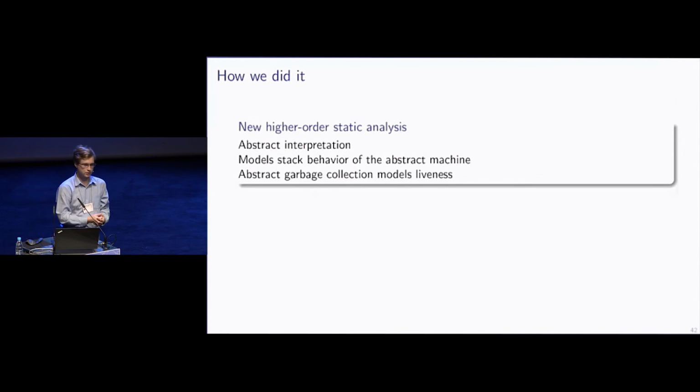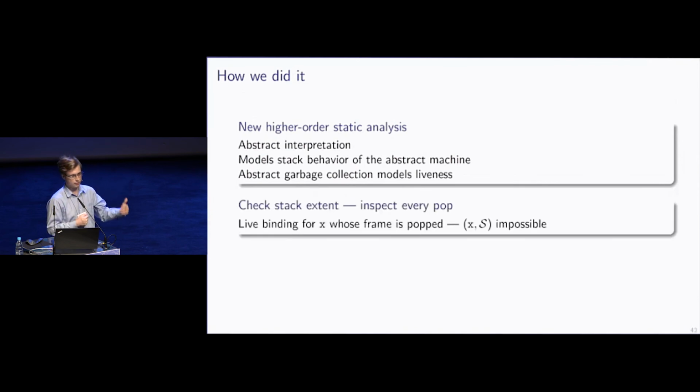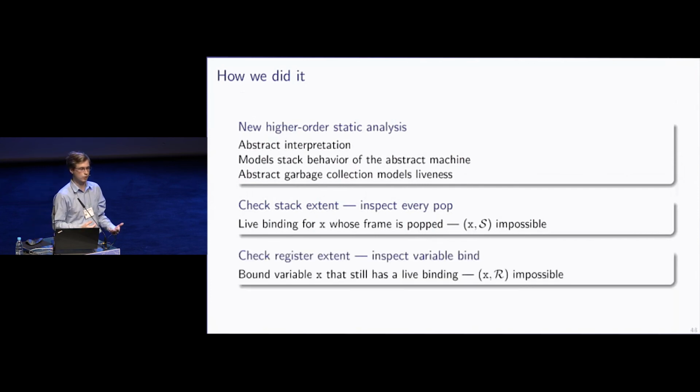There are two types of events, one for stack and one for register. For stack, we're going to inspect every single pop that happens in the abstract machine. If we have some binding X that's still alive, but the frame associated with X is being popped, that means X cannot have stack extent. For register extent, we're going to inspect every single bind that we have for variables. So if we're binding a variable X, and there's still a live occurrence of it out there, then X cannot have register extent.